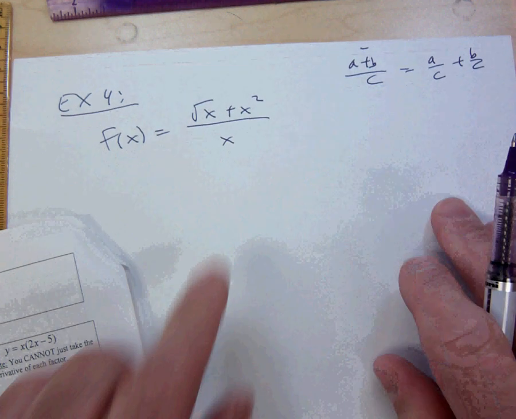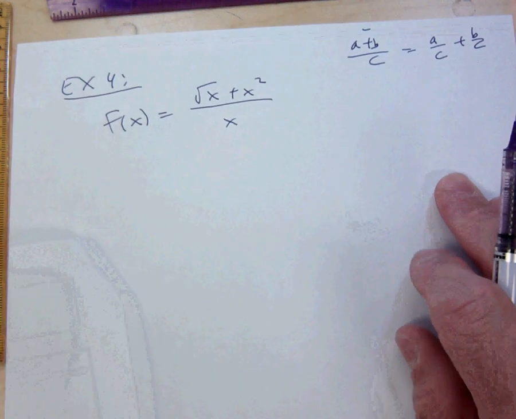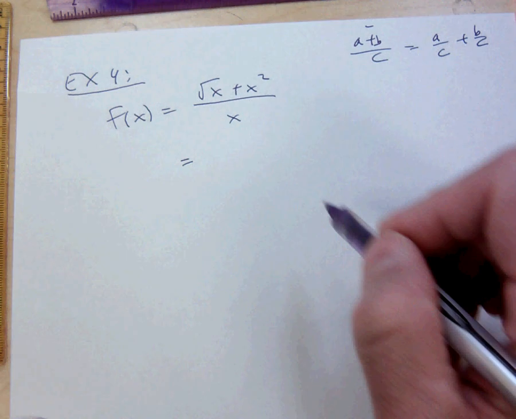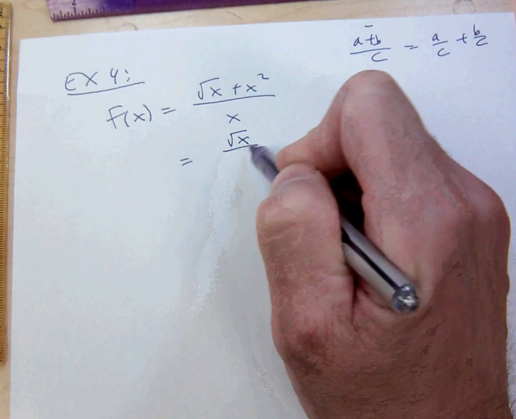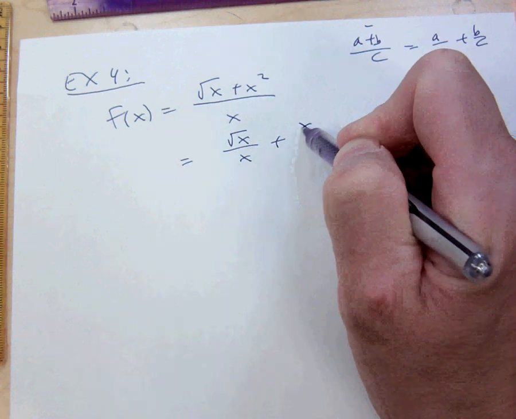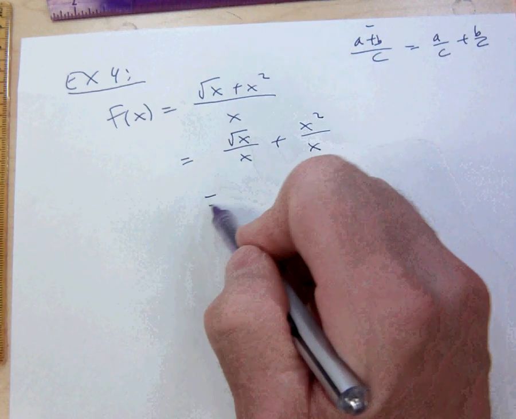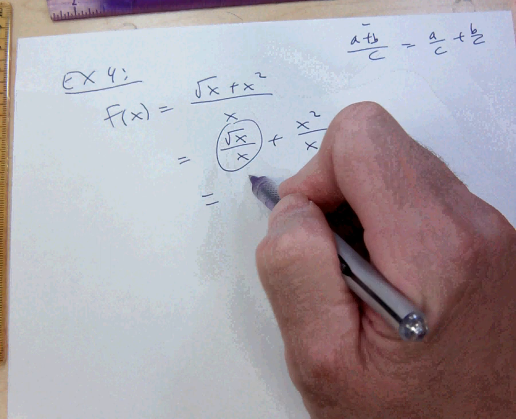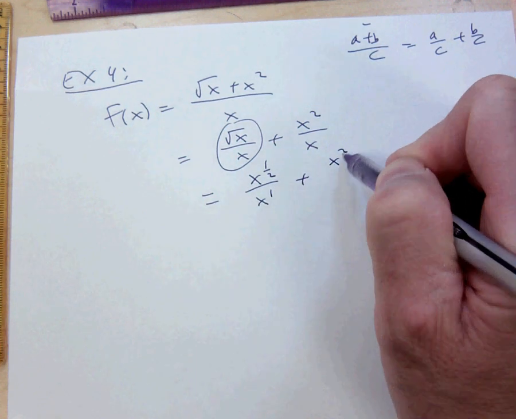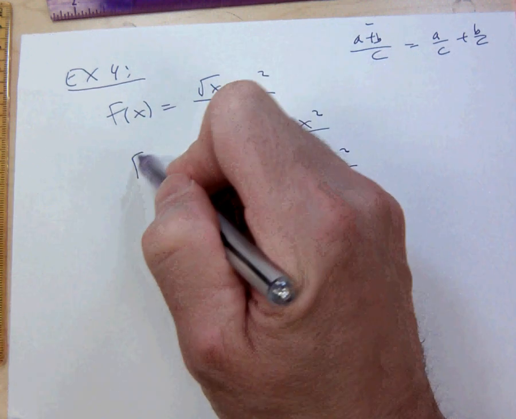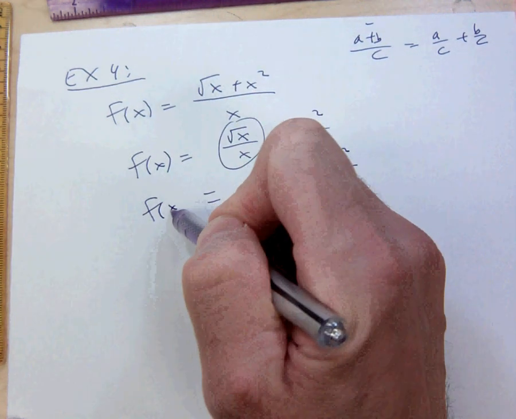So can I split this up before I do anything? Yes. What can I split it up into using Algebra 1? Into what? Square root of x over what? X plus x squared over x. Now hold on, there's more I can do here. And can I write that as x to the half over x to the first? Same thing here, right? This is all Algebra 1. This is all still f of x, isn't it?